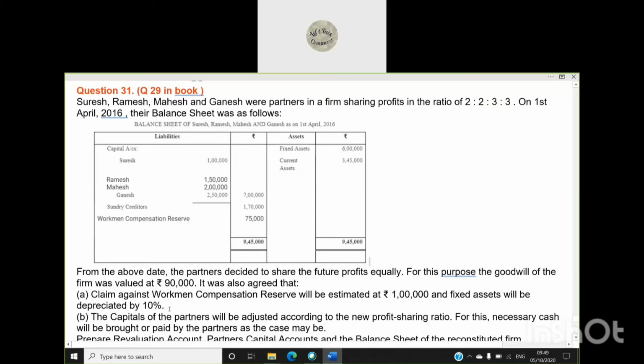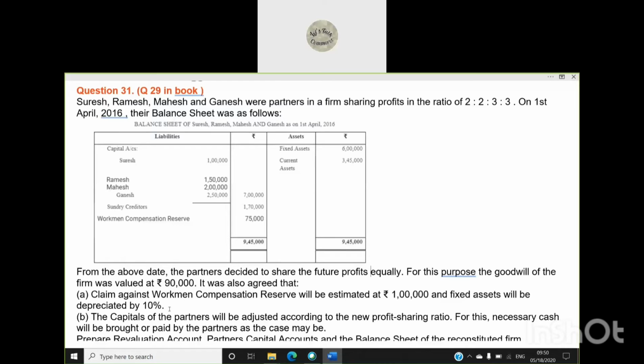Then the next adjustment given to us is that the capitals of the partners will be adjusted according to the new profit sharing ratio. So the partners' capital should be in the new profit sharing ratio. They must be adjusted according to the new profit sharing ratio. For this, necessary cash will be brought or paid by the partners as the case may be.